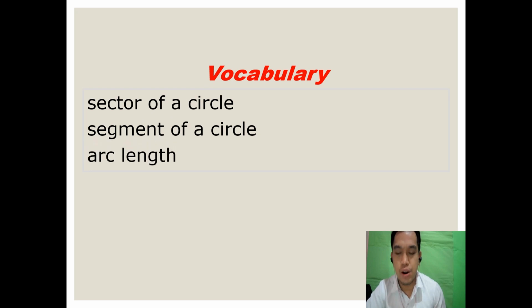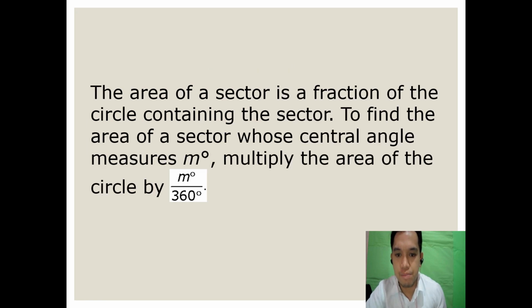Here are the important terms that you should remember in our lesson. What is the sector of a circle, the segment of a circle, and the arc length? The area of a sector is a fraction of the circle containing the sector. To find the area of a sector whose central angle measures m degrees, multiply the area of the circle by m degrees over 360 degrees.